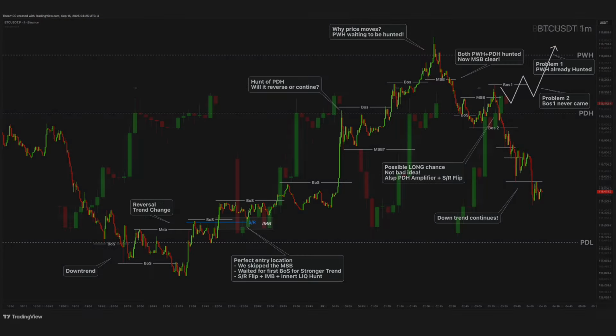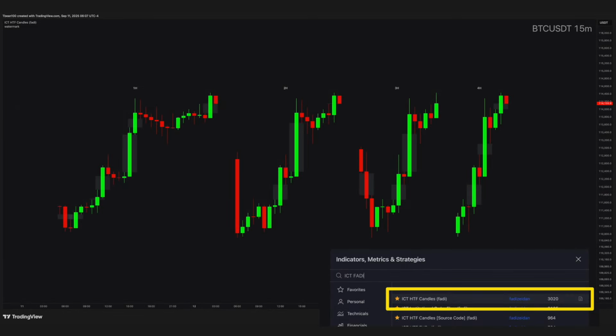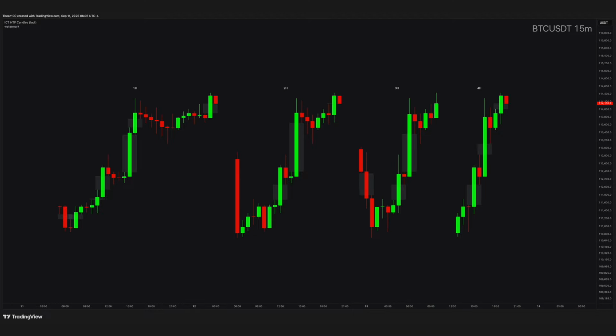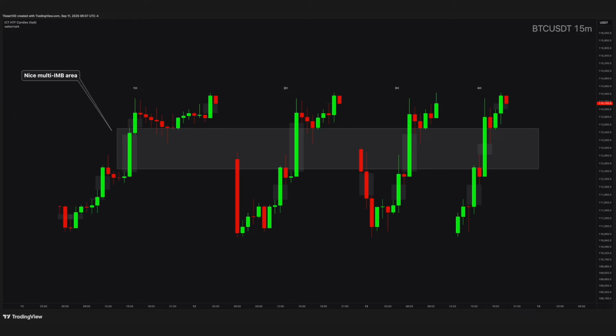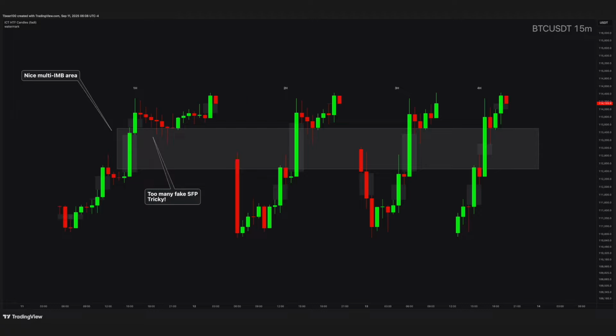Let's have a quick talk about this Bitcoin setup by using our favorite tool, the ICT High Time Frame Candles Indicator on TradingView. When you apply this indicator, you can immediately spot multiple imbalance zones and quickly identify a good entry location. As you already know, we recently went over swing failure patterns. But if you carefully look at this 1-hour chart, you will notice at least 4 or 5 tricky and fake swing failure patterns showing up.